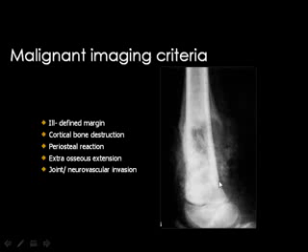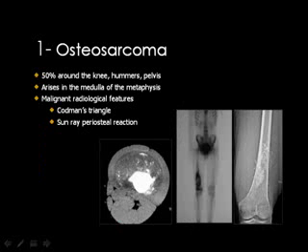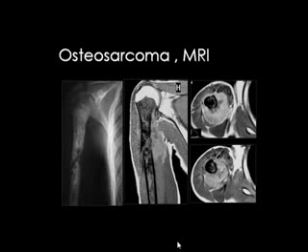This is a classic appearance of an osteosarcoma in the metaphysis of the femur, with the classic Codman triangle and the sun rays spiculations of the periosteal reaction. The first one is osteosarcoma, and osteosarcoma, as you all know, occurs in about half of the patients around the knee. It is metaphyseal and it is eccentric, and it shows the classic appearance of the periosteal reaction, including the Codman triangle and the sun ray periosteal reaction. By CT and MRI, you can identify the extraosseous soft tissue component of the tumor.